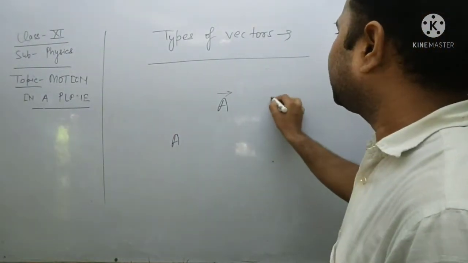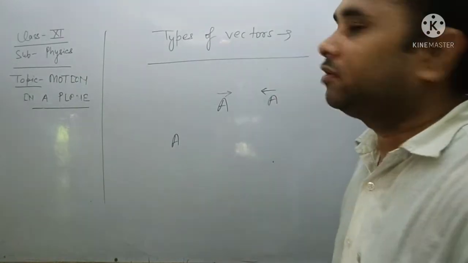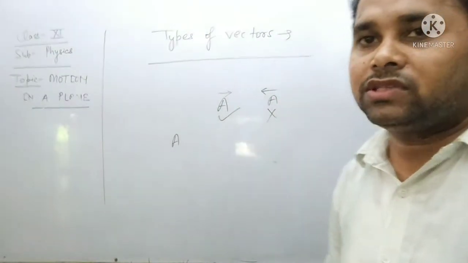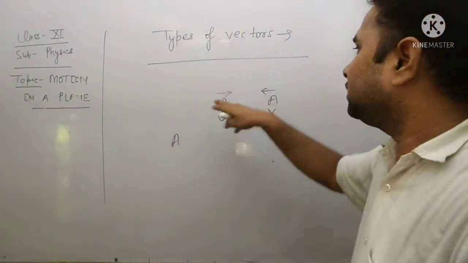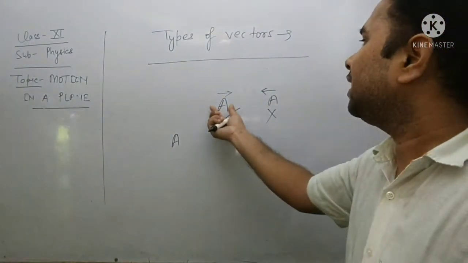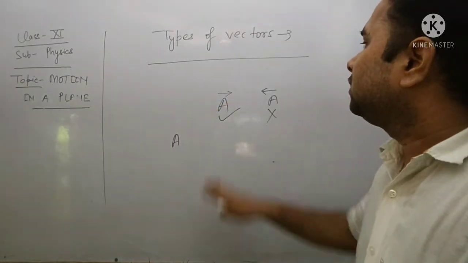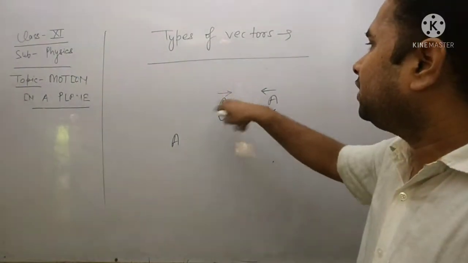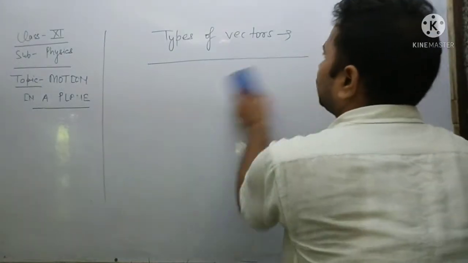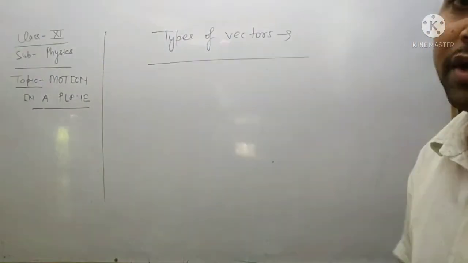Don't represent a vector in this way, never. This is the wrong way, this is the correct way. Always use the arrow sign above the character, or say above the physical quantity, with the arrowhead in the forward direction. So this is the representation of vector quantities.